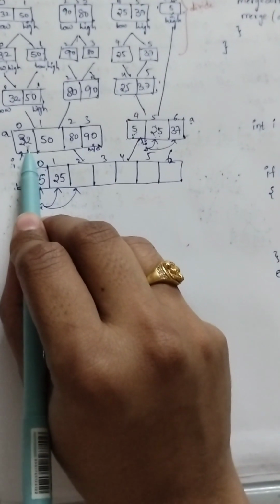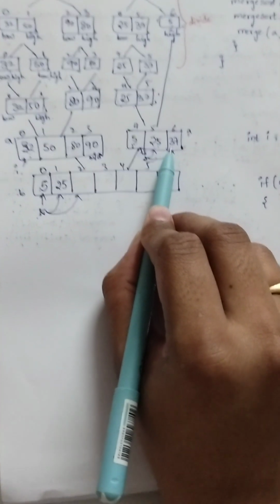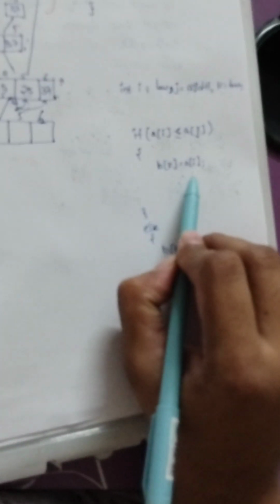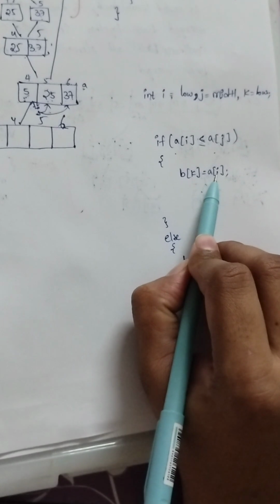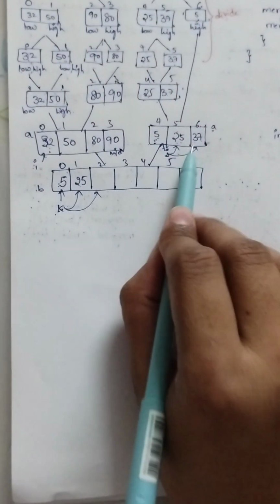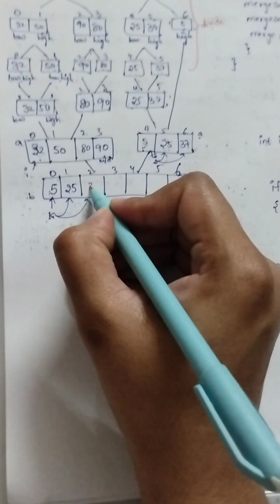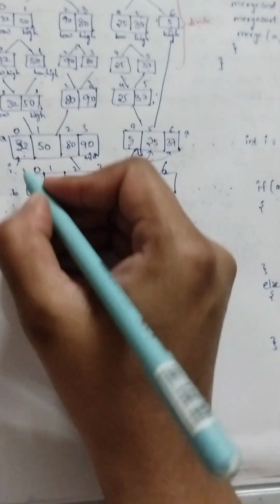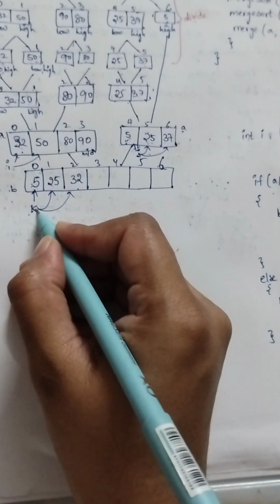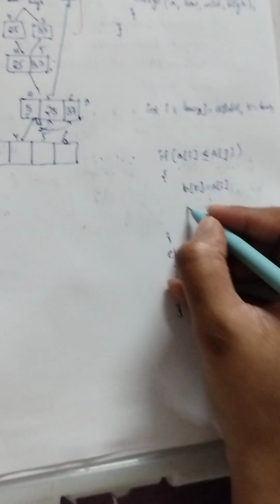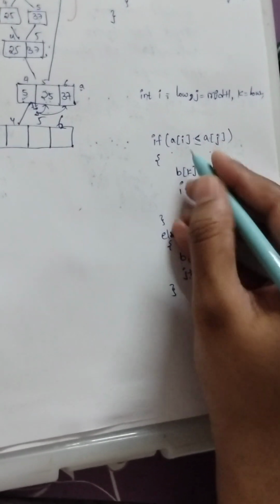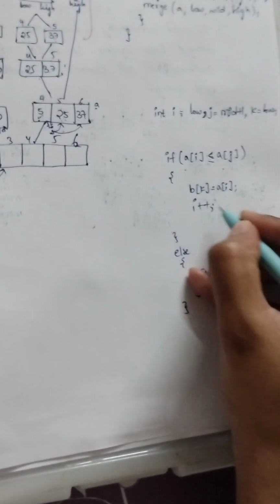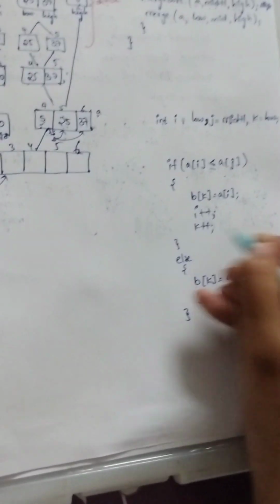So now making comparison again, a of I with a of j. A of I is what, 32. 32 is going to compare with a of j, 37. 32 is less than or is equals to 37. If this condition is true, means what we need to do, copy that 32, a of I value, into b of k. So 32 is less than or is equals to 37 condition true, then copying 32 into the b of k. So after 32 comes into the sorted array, next incrementing the I value and incrementing what, k value also.